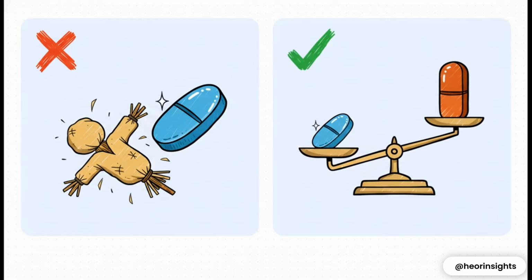The first major pitfall is choosing a straw man comparator. This is when an outdated or clearly inferior treatment is used to make a new intervention look better than it is. HTA bodies like NICE in the UK or IQWIG in Germany are experts at identifying this flaw, and they will reject submissions that don't use the relevant local standard of care.